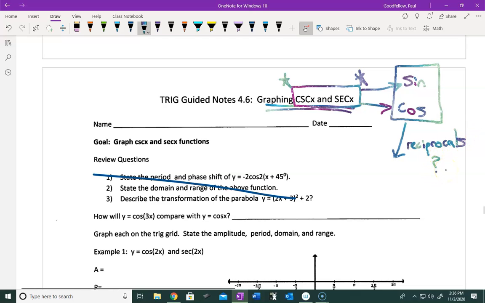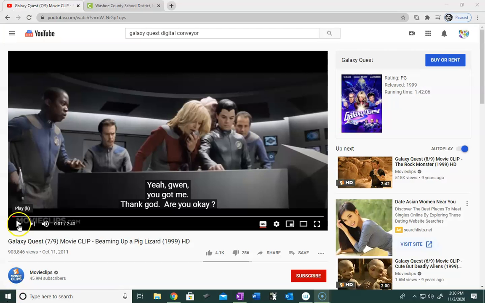I'm going to show you a little video from one of my favorite movies of all time, Galaxy Quest, and we're going to see whether or not you can actually come up with the idea of what I mean by reciprocal graphs after the monster has been digitally conveyed. So here comes the video.